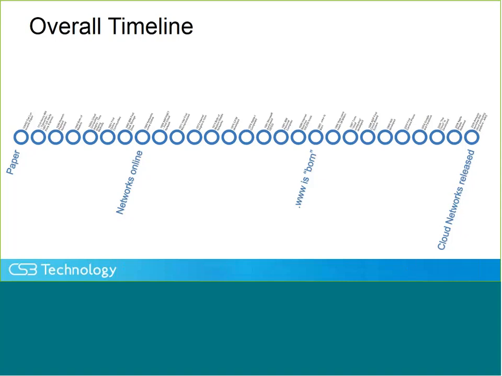So that very first one there is the paper that was invented in 105 AD, and then all the way to 1969 when the first networks came online. That period of time is over 1,800 years. It's just crazy to even think about.